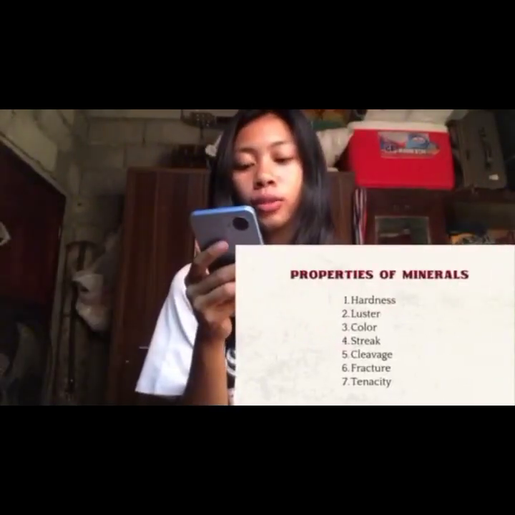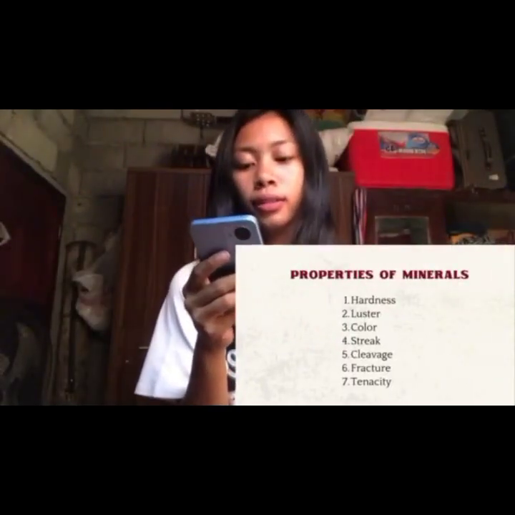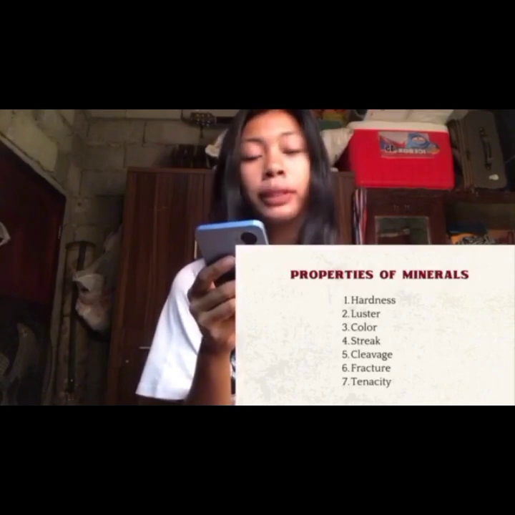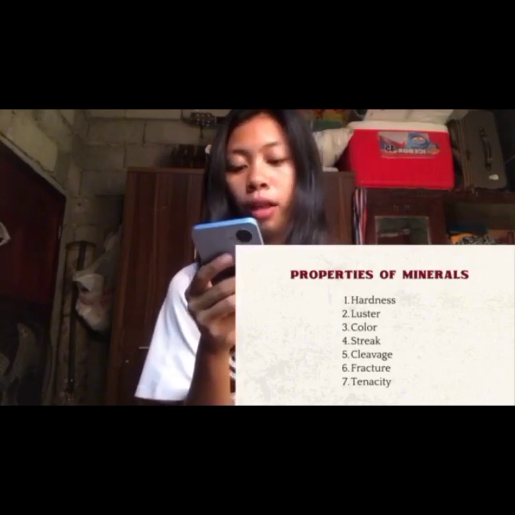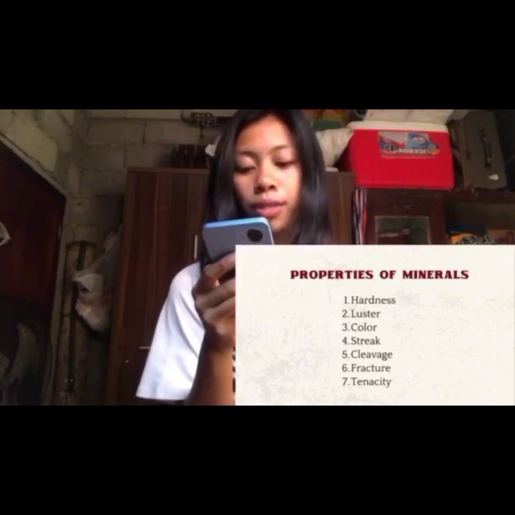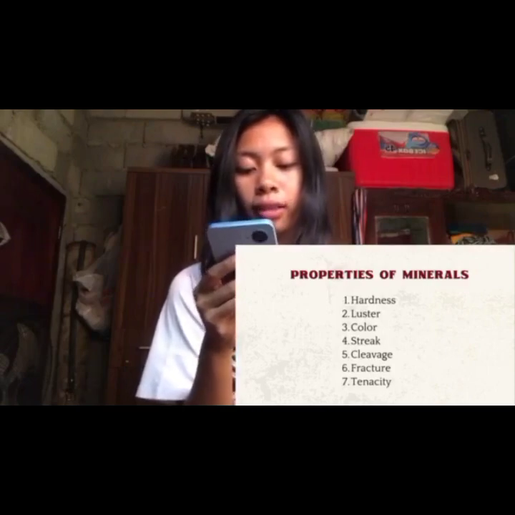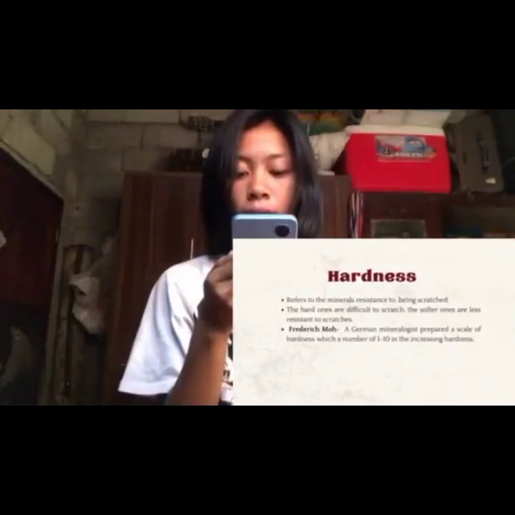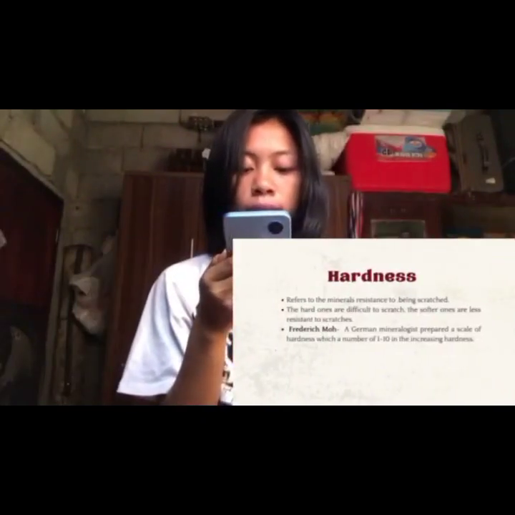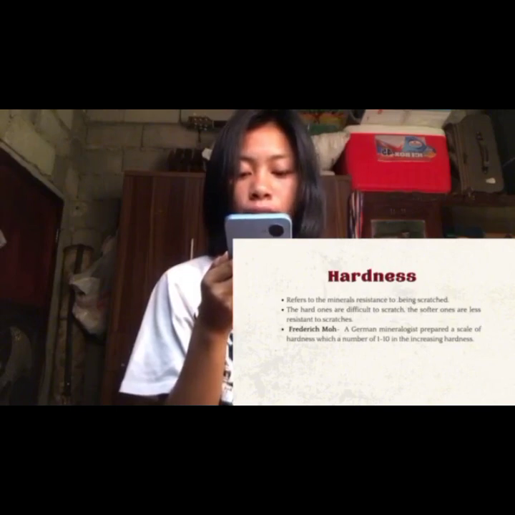Let's proceed to the properties of minerals. There are 7 properties of minerals: 1. Hardness. 2. Luster. 3. Color. 4. Streak. 5. Cleavage. 6. Fracture. And last, 7. Tenacity. Number 1, hardness, refers to the mineral's resistance to being scratched.